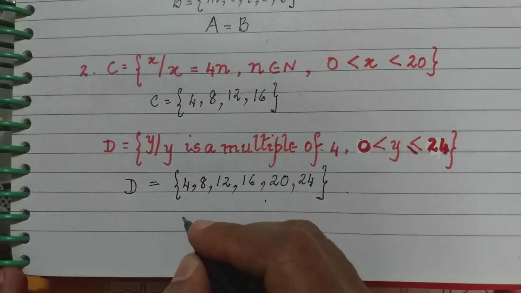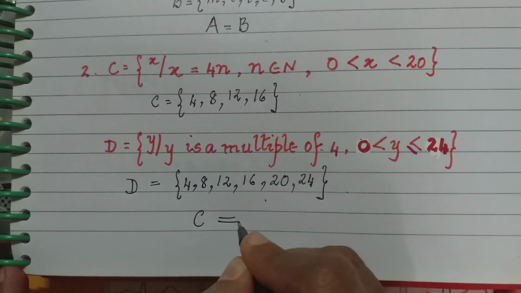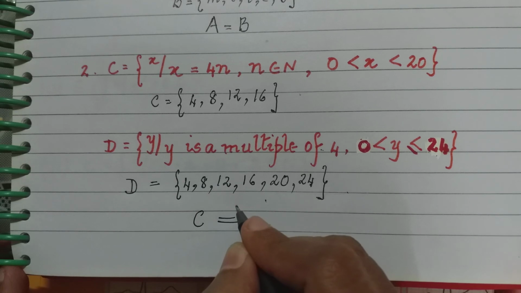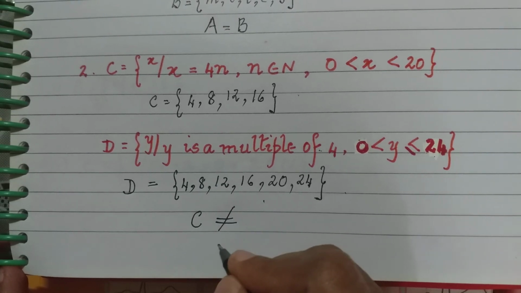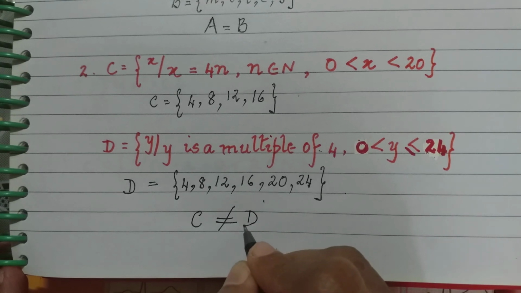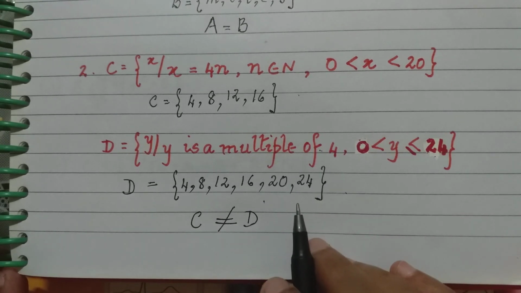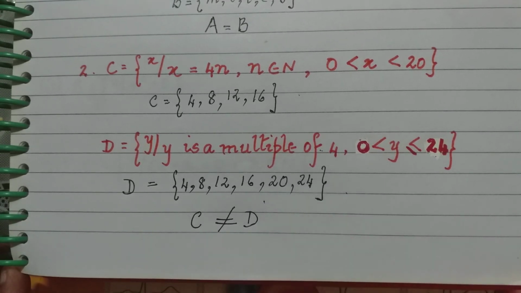Therefore, how do I write it? Set C is not equal to set D. The equal to sign with a cut over it means not equal to. So, set C is not equal to set D. This is how we distinguish between equal and not equal sets.